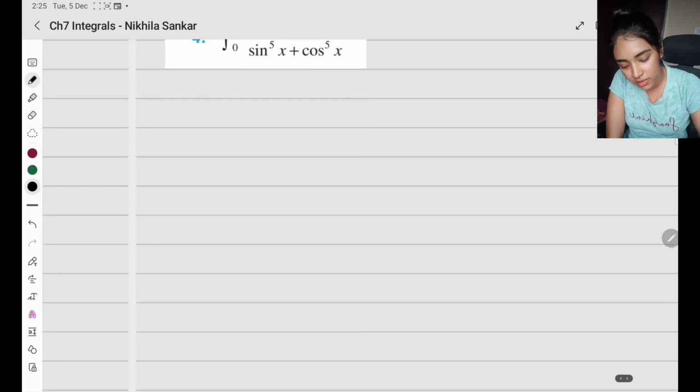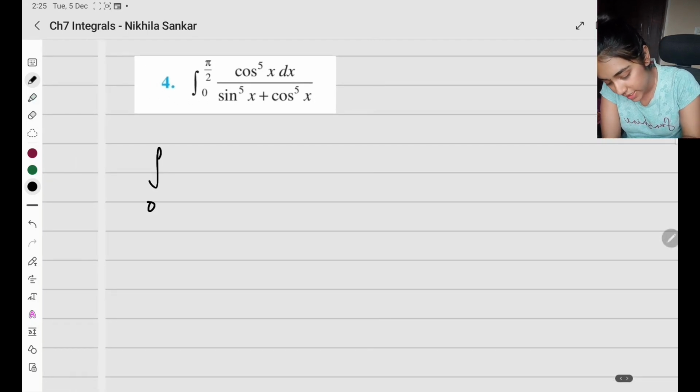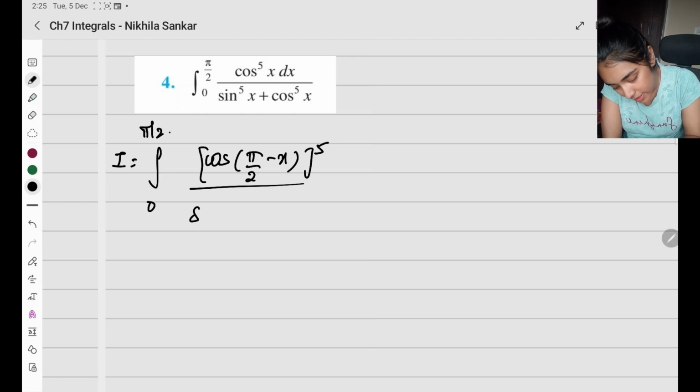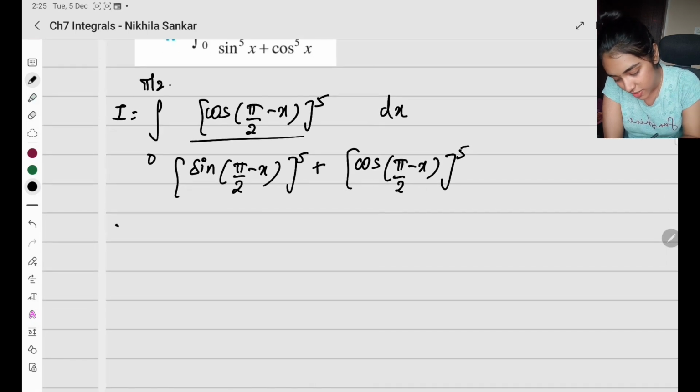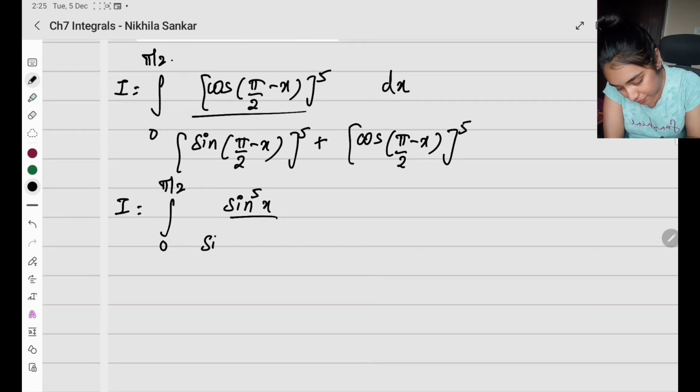Again, same thing for this. So இதுக்கும் என்ன ஆக போகுது? When I apply the integral, I have 0 to pi by 2. I equals cos of pi by 2 minus x the whole power 5 divided by sin of pi by 2 minus x the whole power 5 plus cos of pi by 2 minus x the whole power 5 times dx. So this is going to be I equals 0 to pi by 2. Cos of pi by 2 minus x is sin power 5 x. Sin illa cos. So sin of pi by 2 minus x is going to be cos power 5 times x plus this is going to be sin power 5x times dx.